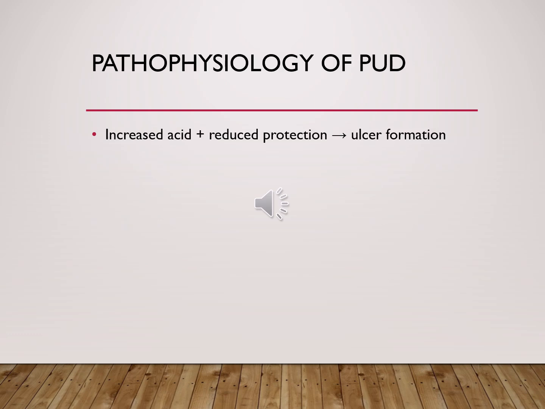The pathophysiology of peptic ulcer disease: increased acid plus reduced protection leads to ulcer formation. So when an ulcer is produced, then peptic ulcer disease is produced.